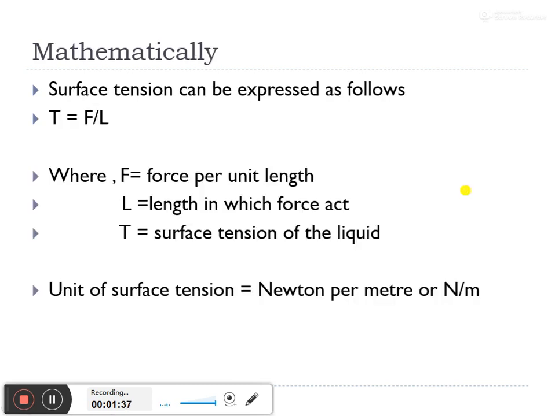So mathematically we can express surface tension as capital T is equal to F by L, where F is the force, capital L is the length along which the force acts, and capital T is the surface tension of the liquid. The unit of surface tension is Newton per meter. We know that the unit of force is Newton and the unit of length is meter. So the unit of surface tension can be written as Newton per meter.